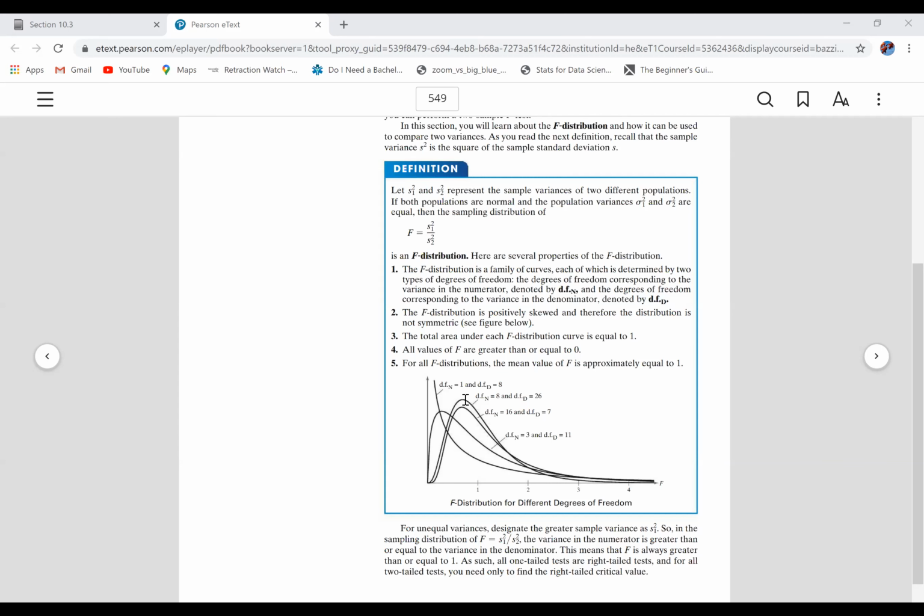The F distribution is right skewed. It's positively skewed. It is always positive, as you can see, and the total area under any F distribution curve is equal to 1.